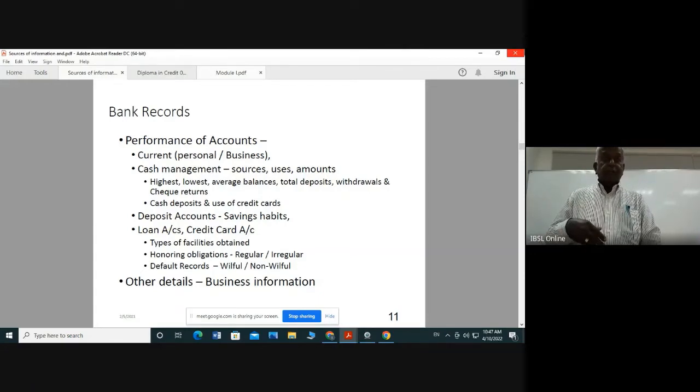Then the default record. Actually, each bank will have a default record about a customer. They have been stamped whether it is a willful or non-willful defaulter. This will be the bank records. Now, know your customer. Central bank instruction, know your customer. That is additional information. So other details, the customer's business information will be there. So you can collect all these things from the bank records itself. You can collect so much information about the customer.